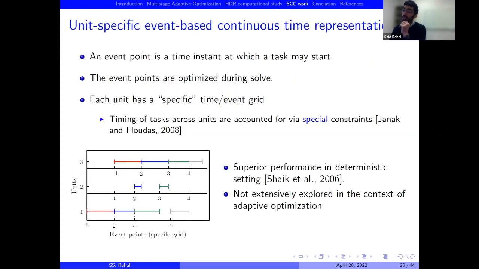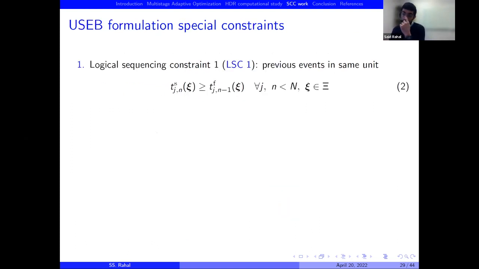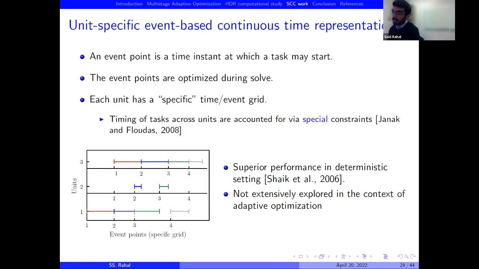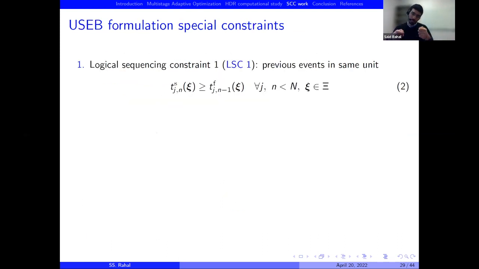But now the main question is, how do you construct your decision rule policies that will satisfy the non-anticipativity property? Since the time grids are not the same in all units, it is not clear how these decision rules have to be constructed. So the idea that I propose is that we use these special constraints that were basically introduced for the deterministic setting. These special constraints are the backbone of the continuous time representation. They are present in every scheduling application that implements this type of time representation. So it's not specific to the application, it's specific to the time representation. So I will use them as constructing tools to build the approximation.